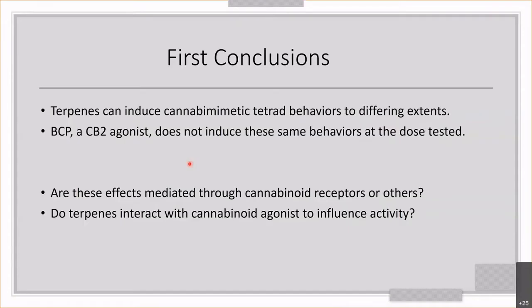And so that is basically what I just said. Our first set of conclusions. Terpenes can induce these behaviors to different extents. Our control compounds did not. And that leaves us with the question, what are the mechanisms of how these are acting? Do they work through cannabinoid or other receptors? And do they interact with cannabinoid agonists to influence activity? An entourage effect, in other words.